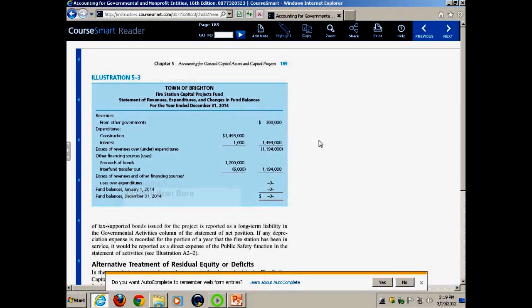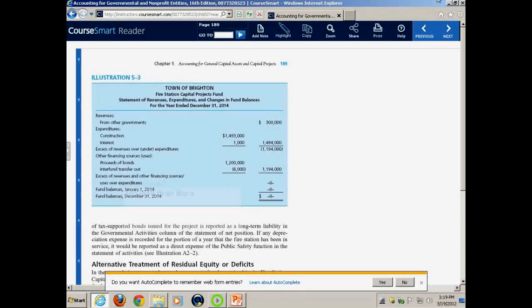Remember you were asking me before, during the break, see how the categories are: revenues, expenditures, and other financing sources or uses. And fund balance at the end is 0, done. Okay?